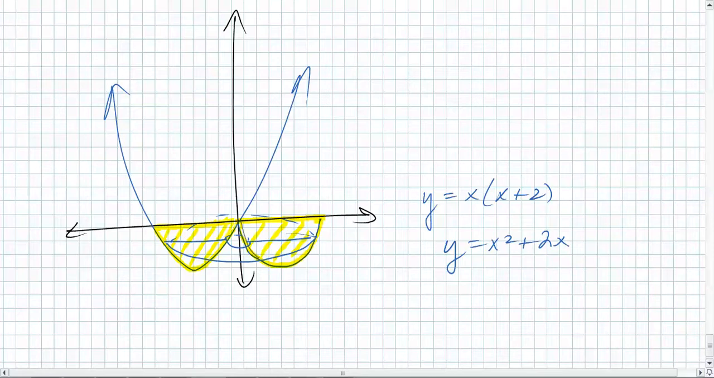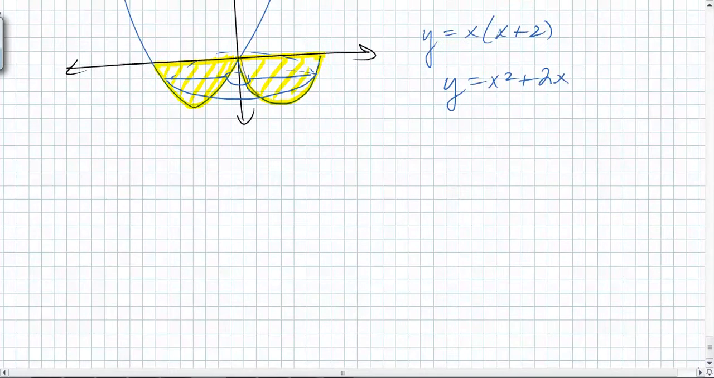Is isolating x here easy? No. You'd have to use what? It'd be kind of not cool. You have to use the quadratic formula. It's not going to be really fun. But how could I change this to make it much easier?